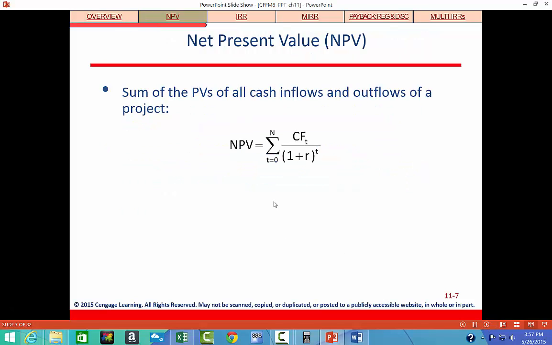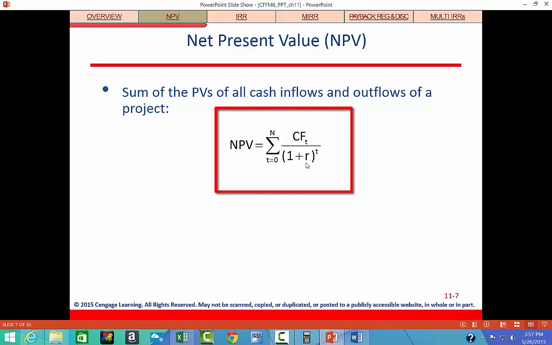And so the same way we valued bonds and stocks and anything, we're going to find the net present value for a project. So we take the cash flows, the sum of all the cash flows discounted back by their weighted average cost of capital.